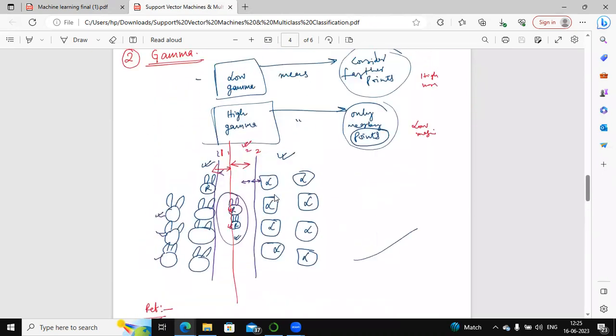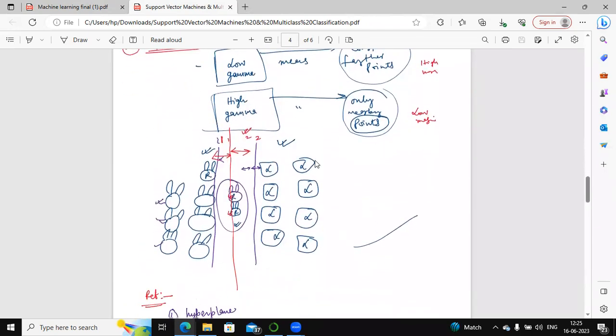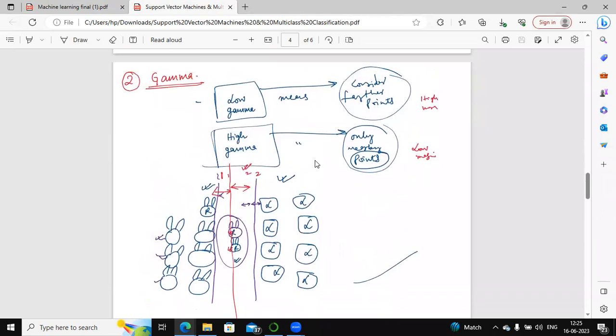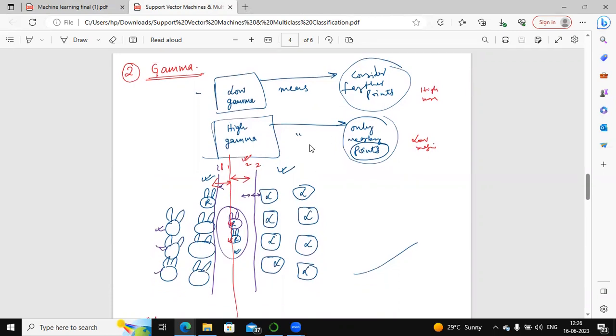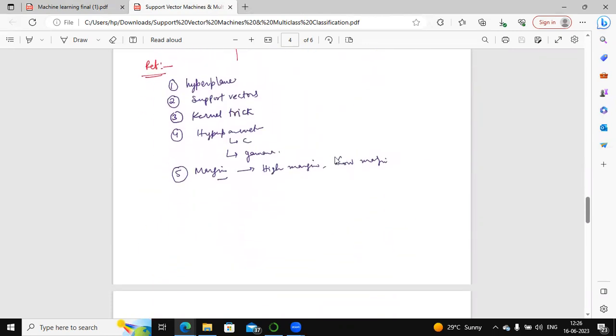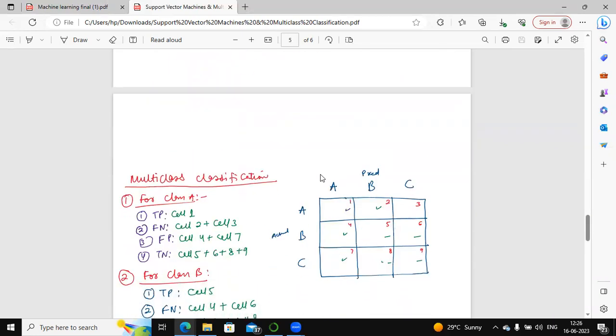And gamma we have seen. High gamma means only nearby points it will look at, and low gamma means it will consider farther points, which gives high margin. So we have discussed high margin and low margin.